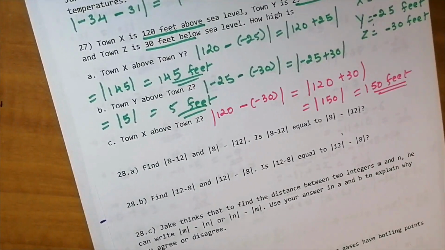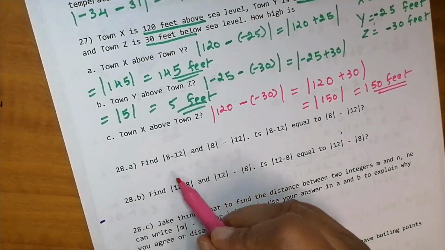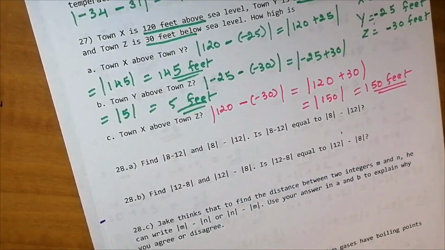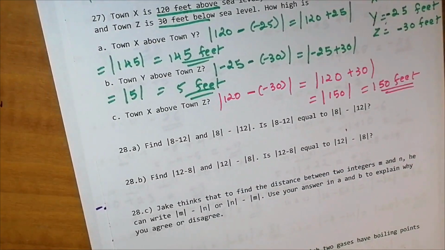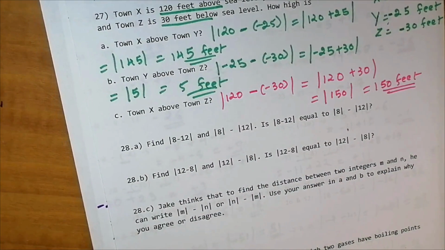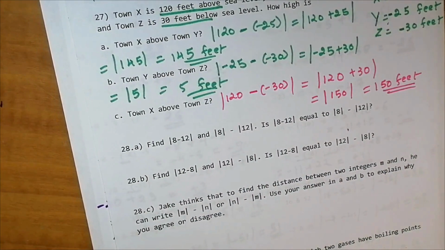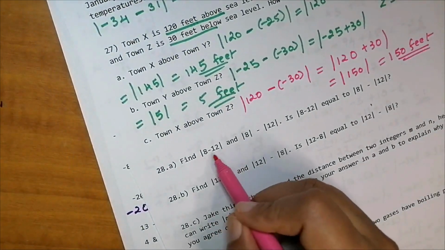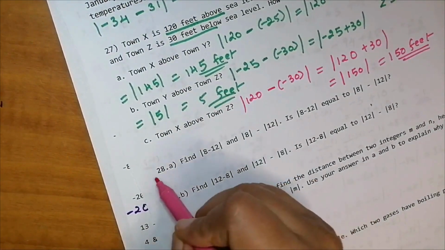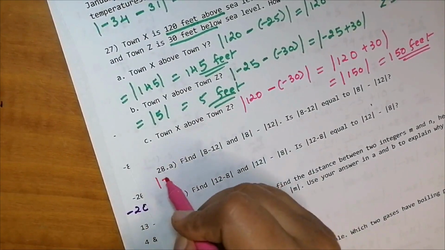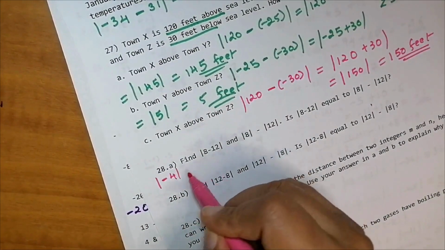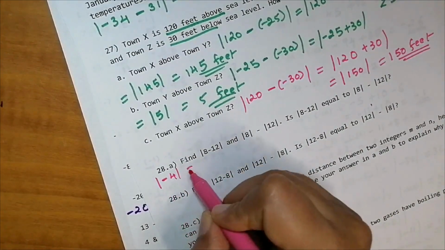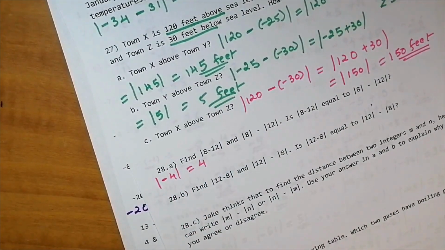Okay, now it says find this and this and see whether they both are equal or not. What do you think? You want to try yourself? You can pause the video, try and see whether you're getting it or not. Okay, so 8 minus 12, this is absolute value, right? So this will be 8 minus 12 is minus 4, right? Larger minus smaller, and the sign of the larger, this is minus 4. Absolute value, which is equal to 4.